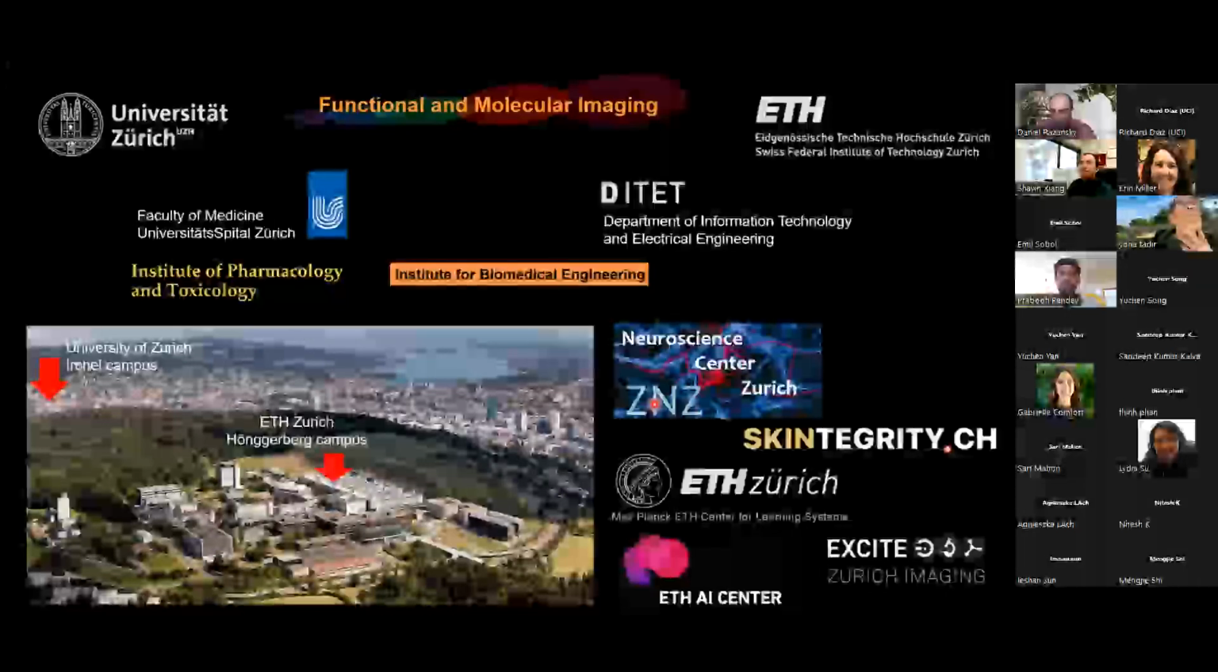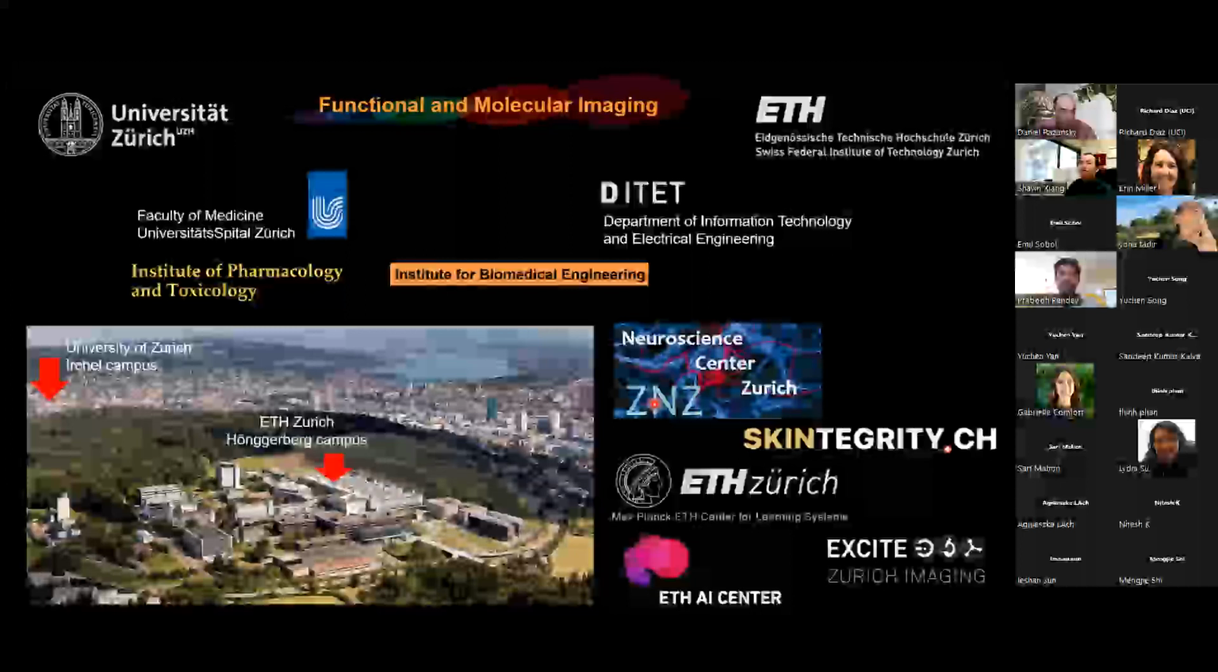So in a few words, our group is located in Zurich, Switzerland, where we are strategically affiliated with two universities. The Faculty of Medicine at the University of Zurich, and also the Department of Electrical Engineering at ETH Zurich. And this obviously gives us access to world-class engineering expertise of the ETH, and also excellent opportunities for biological and clinical collaborations at the University of Zurich.